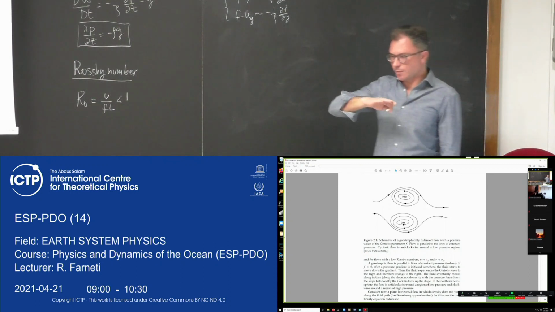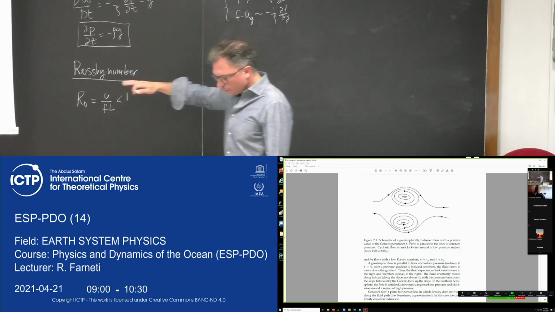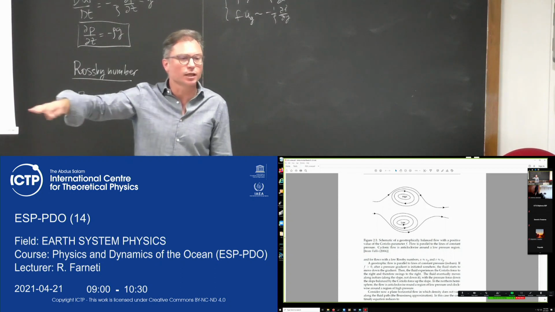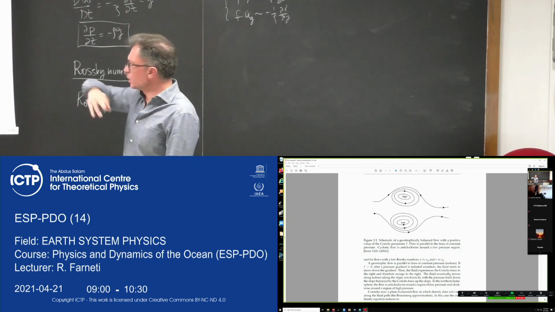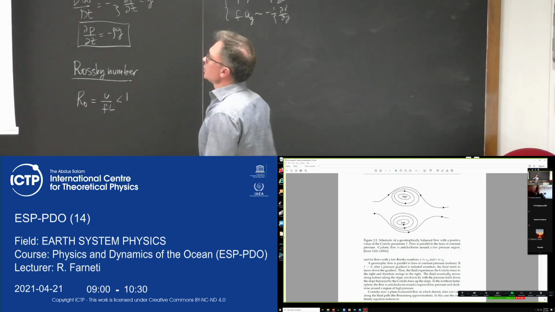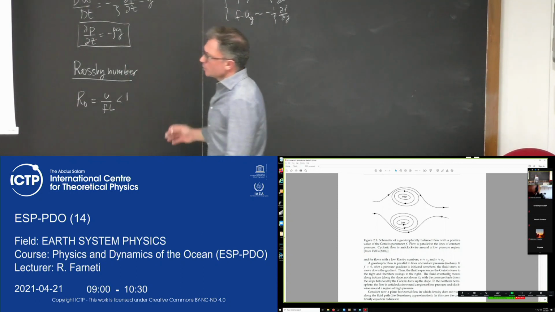And this is a good approximation in the ocean. You know, every time we see a map of surface pressure from satellite, for example, you can infer from the pressure gradient on the surface the geostrophic velocities in the ocean, same as in the atmosphere.